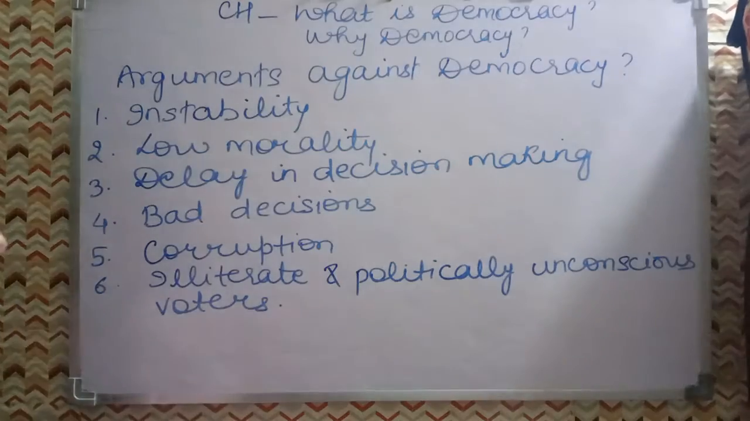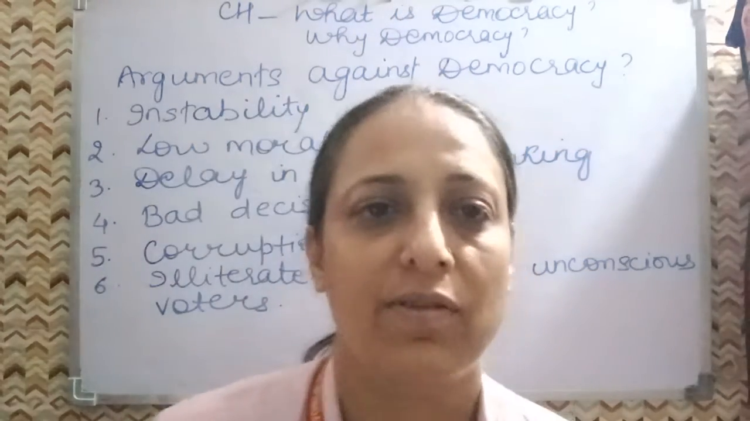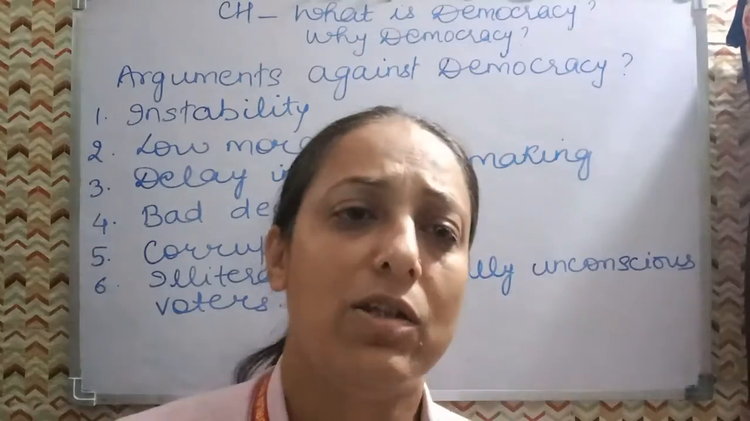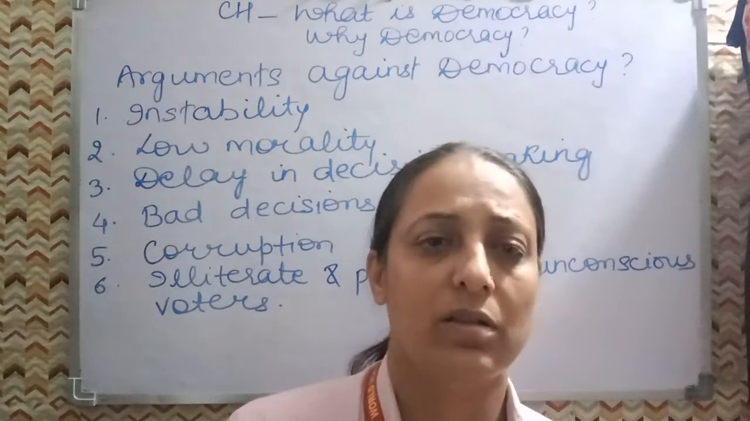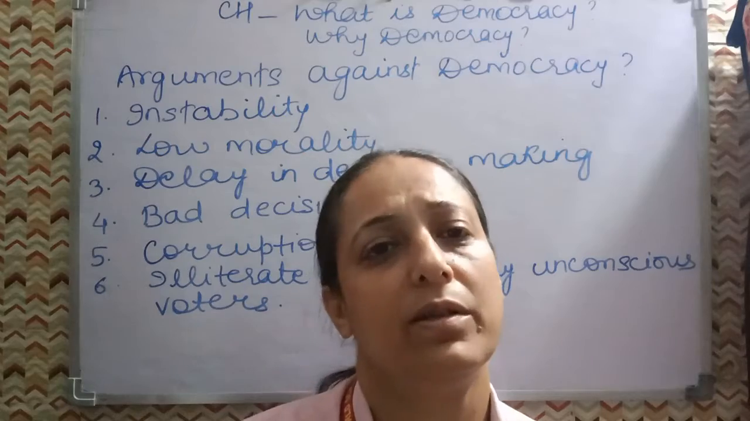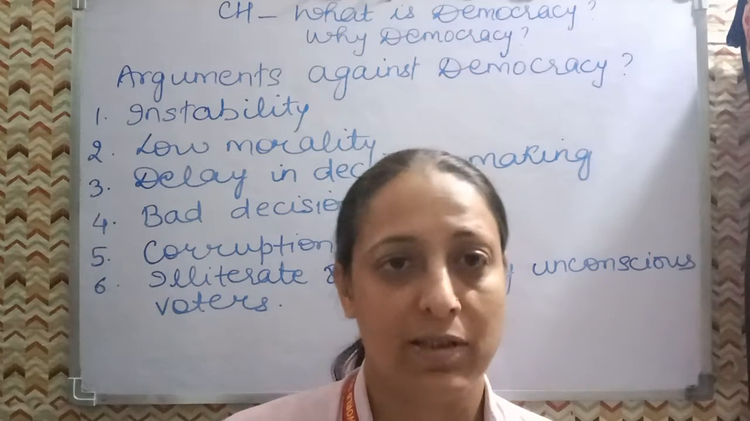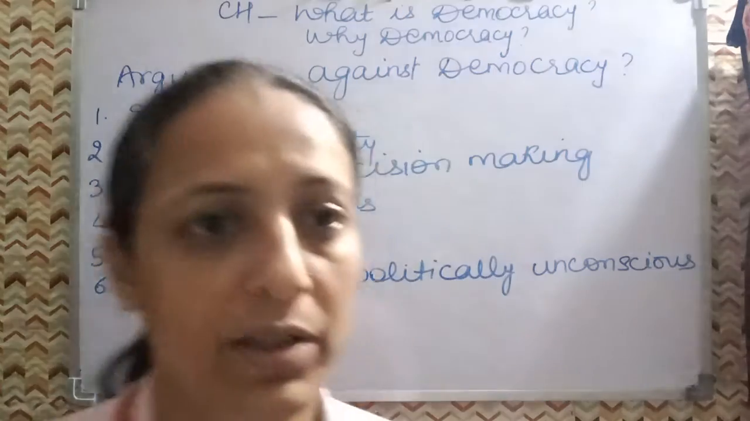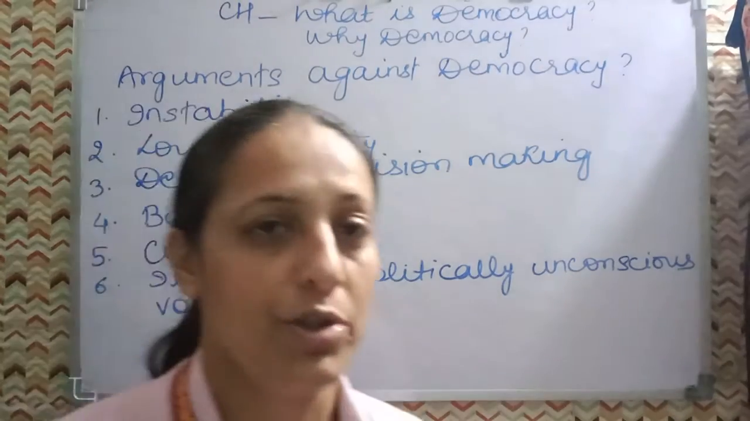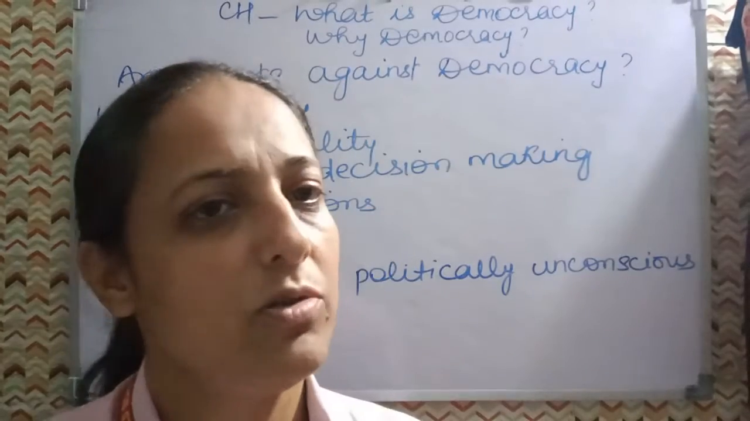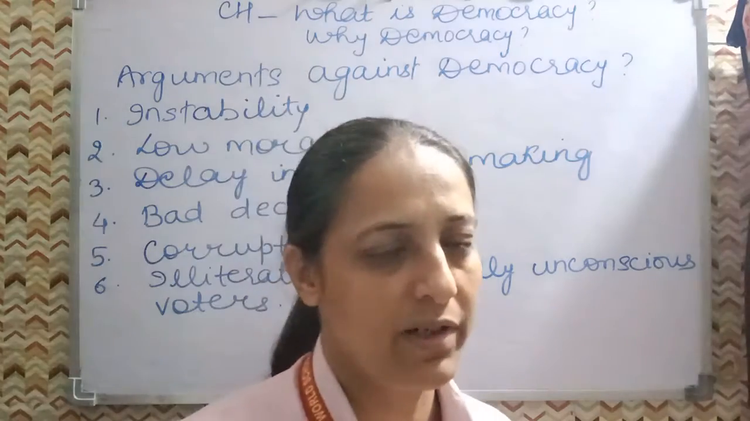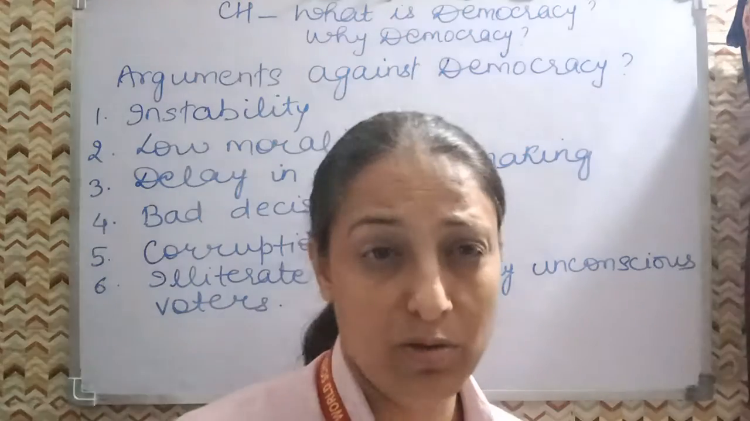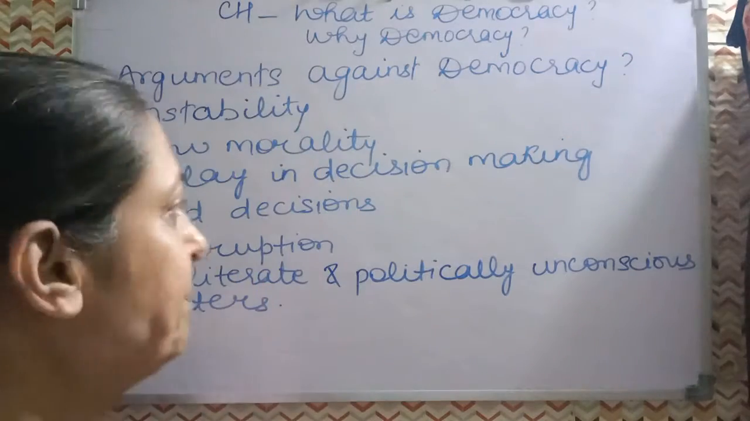Then the next is delay in decision making. In democracy, we have seen there is a lot of delay in decision making because so many institutions need to be consulted, both the houses of parliament, then the bill goes to the president for assent or consent, and it takes a lot of time. In democracy, a lot of consultation and discussion is done. So many institutions need to be consulted, so that's why a lot of delay is there in decision making, and there is no scope for quick decision making.